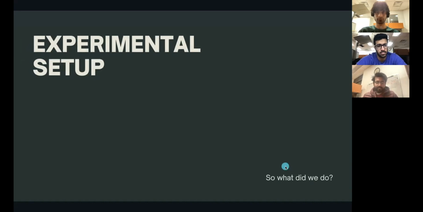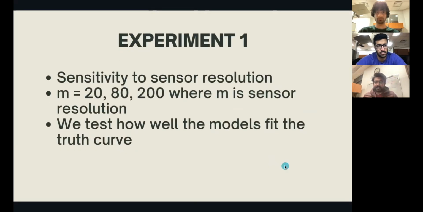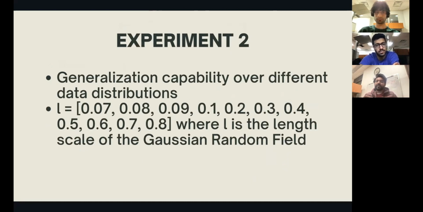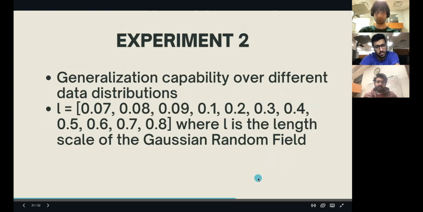So what did we exactly do and how does our experimental setup look like? We performed 2 experiments. One is sensitivity to sensor resolution, where we have compared M equals 20, 80, and 200. We test how well the model fits the truth graph, essentially. And the other experiment is generalization capability over different data distribution on various Gaussian random field length scale. As you can see in the slide, it starts from 0.07 and goes to 0.8.